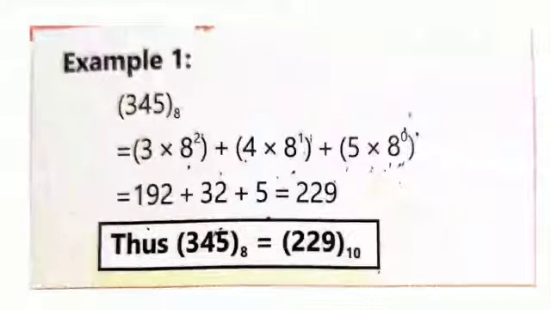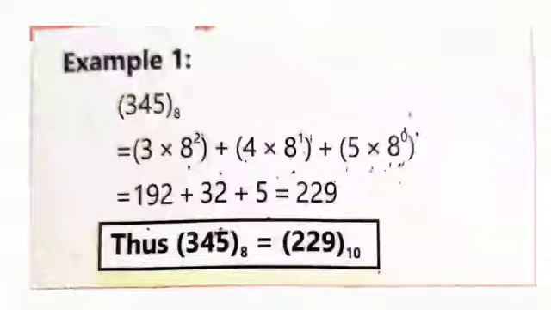Here there are 3 places: 1, 2, 3. Units, tens, hundreds, and we provide the exponents 0, 1, 2. So 3 into 8 raised to 2, where 8 is the base number of the octal number system, plus 4 into 8 raised to 1, plus 5 into 8 raised to 0. Here 8 raised to 2 means 8 8s are 64. 64 into 3, we get 192.